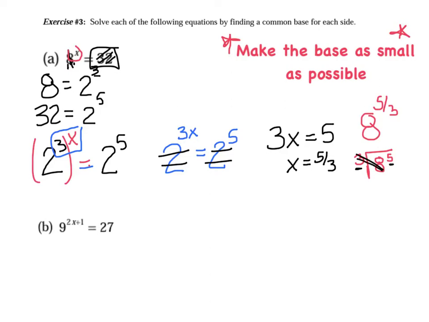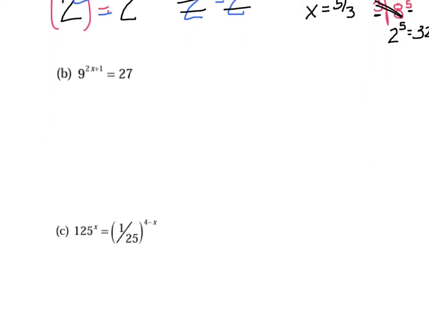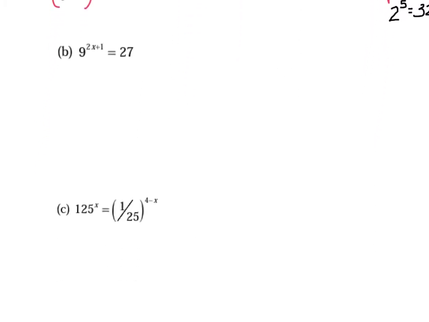The cubed root of 8 is 2, and 2 to the 5th is 32. So no calculator for this. We're going to slow down and really work on some of our old material. Let's try the next one. Okay, and if you got a little overwhelmed, just relax. We're going to go through these step by step.